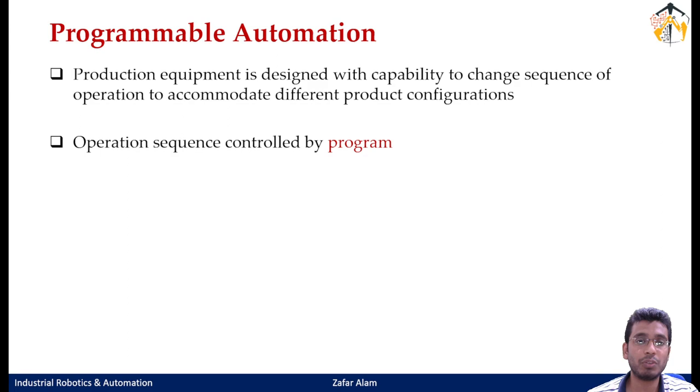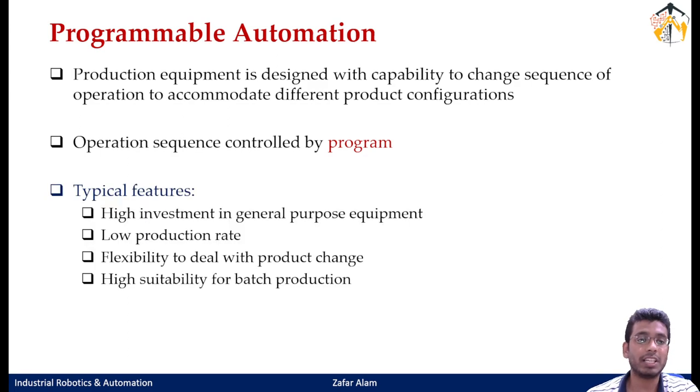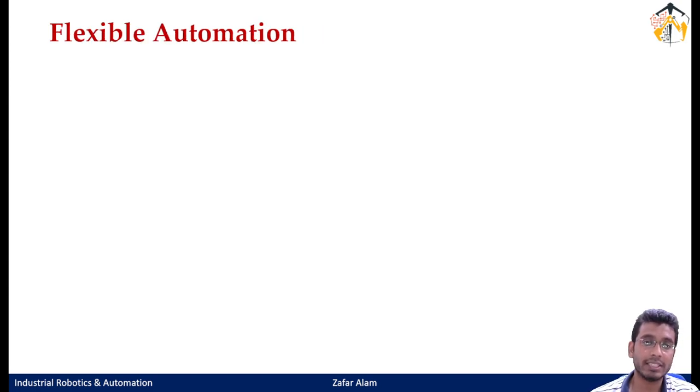Again, the operation sequence is controlled by a program. The typical features are high investment in general purpose equipment, because those should be programmable equipment. Production rate is low, because there is some amount of time lost during reprogramming of the entire setup or the assembly lines. But they have the flexibility to deal with the product change, and they are most suitable for batch production. The third category we have is flexible automation.